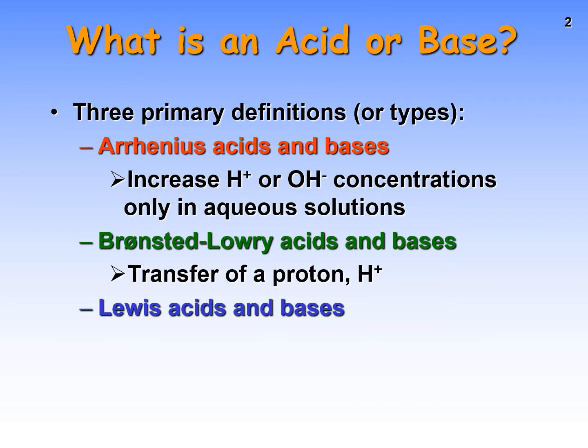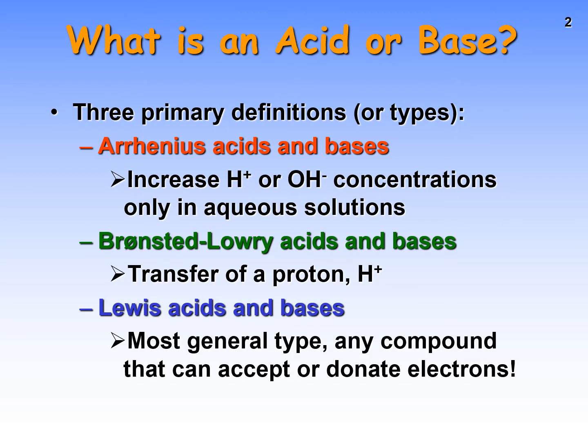The third and final definition is known as the Lewis acid-base definition, and it is something we'll cover at the very end of this chapter. It is the most general type of definition. It basically says any compound that can donate or accept electrons is either a Lewis acid or a Lewis base. So let's go into the first two a little bit more.